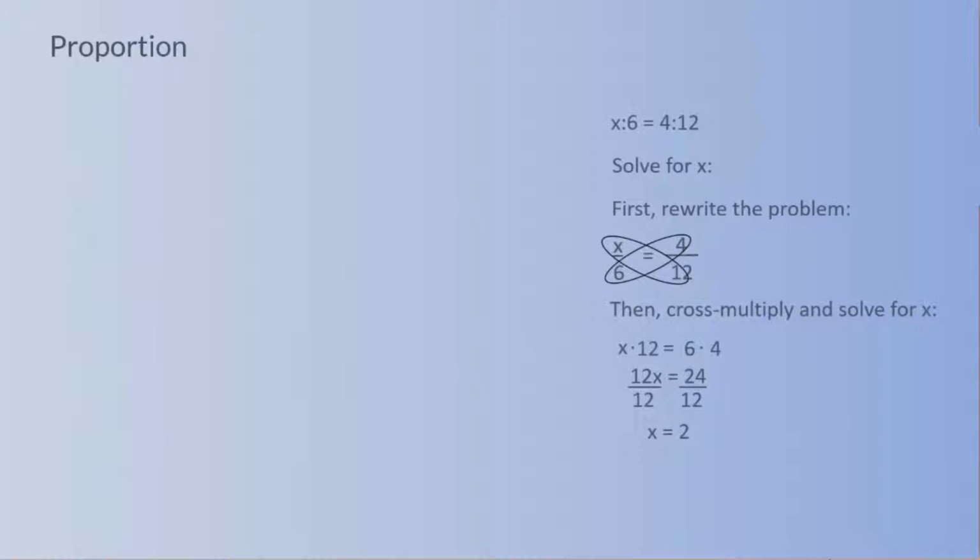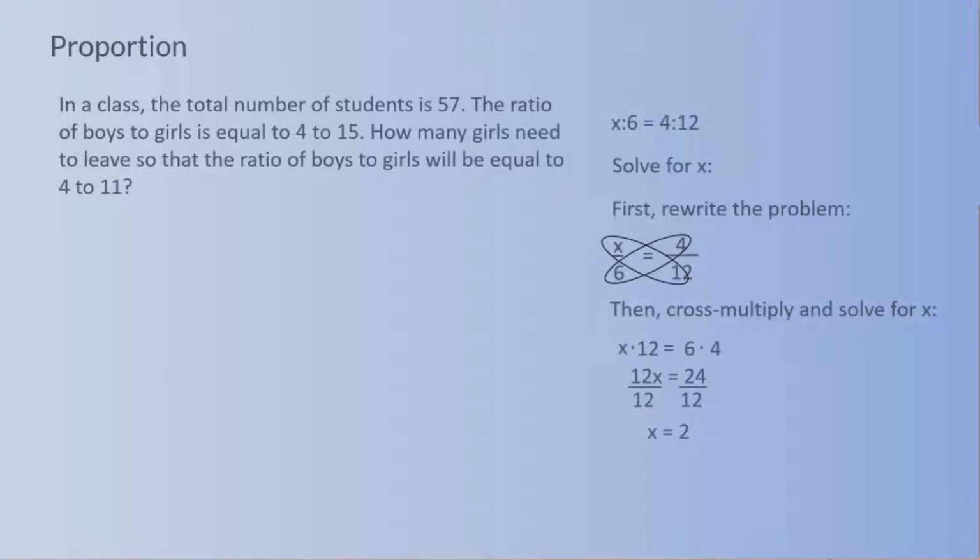I think you are ready for the advanced part, so let's have a more advanced problem. In class, the total number of students is 57. The ratio of boys to girls is equal to 4 to 15. How many girls need to leave so that the ratio of boys to girls will be equal to 4 to 11? Pause the video and try to solve the problem.